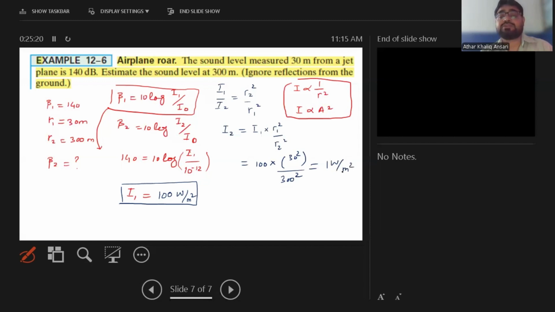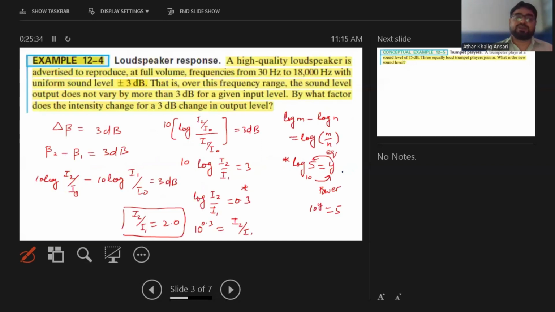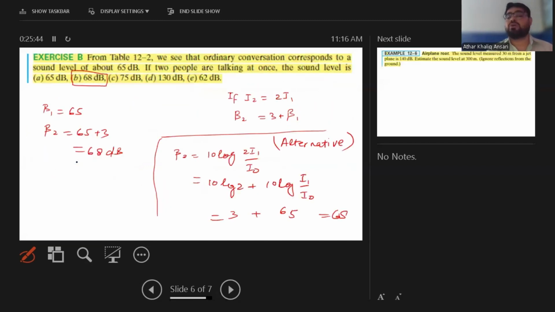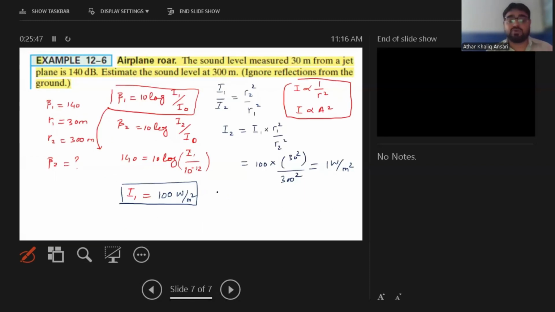If you remember the rule, 1 watt per square meter is equal to how many decibels? It's equal to 120. But if you still don't remember, we can solve it. But I would like you to know how to solve it. For that purpose, I will go to beta 2. So beta 2 is 10 log of 1 over 10 to the power minus 12.